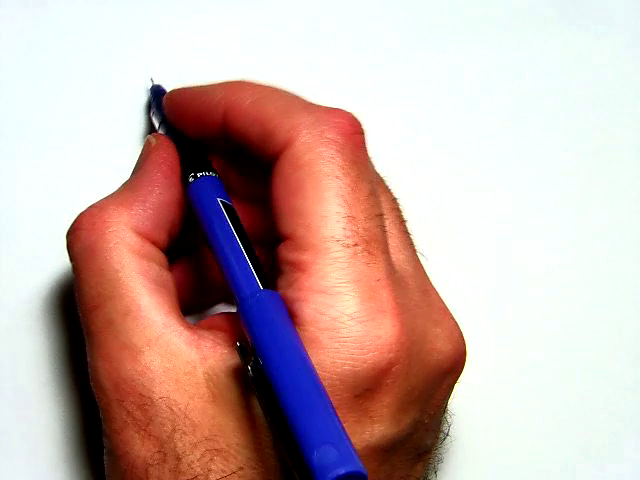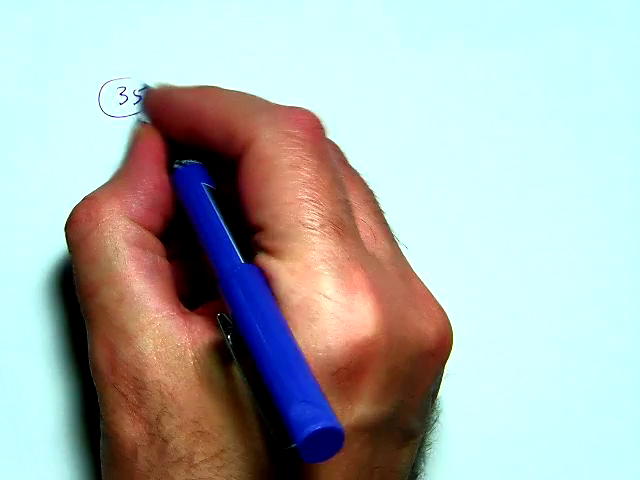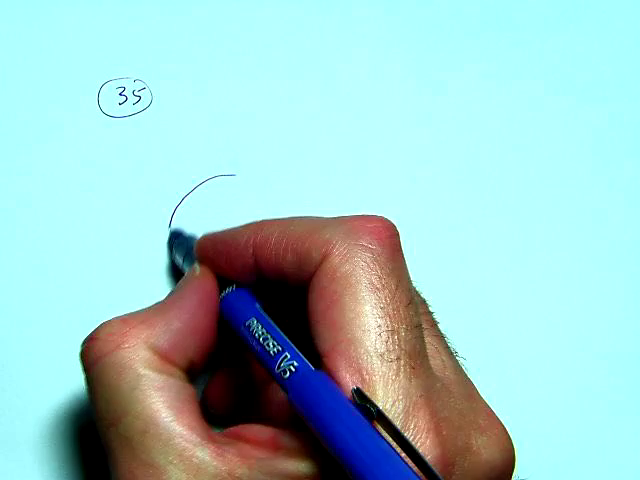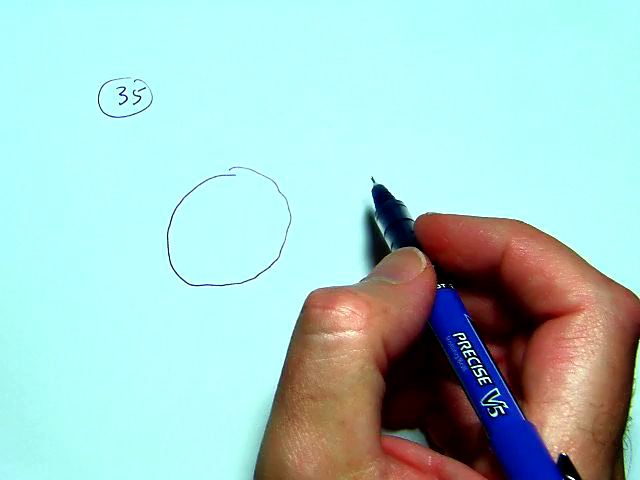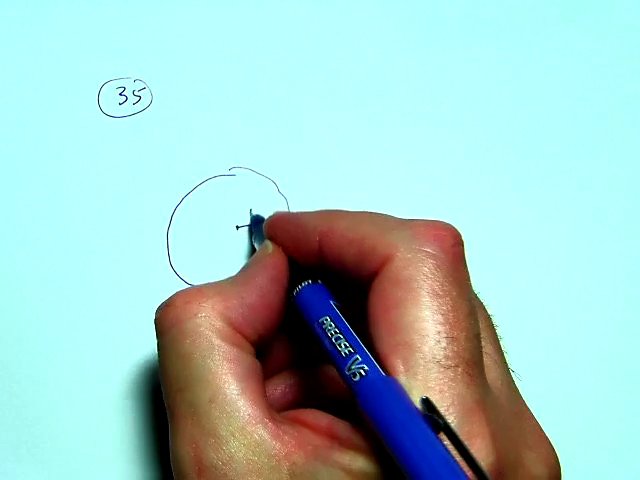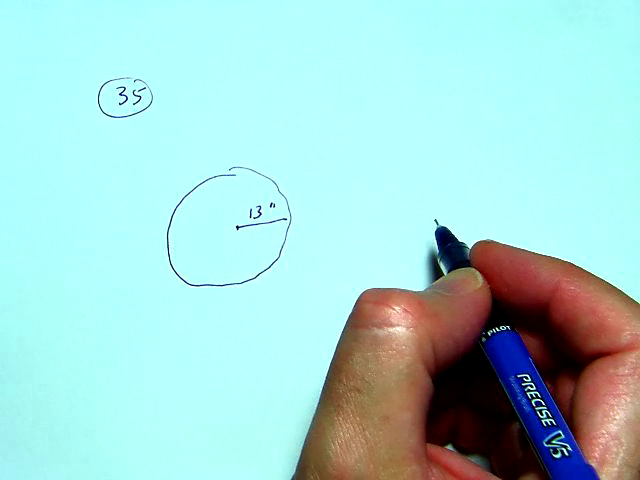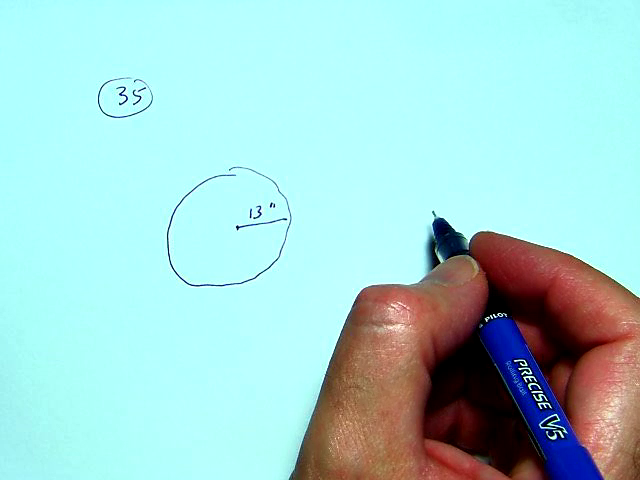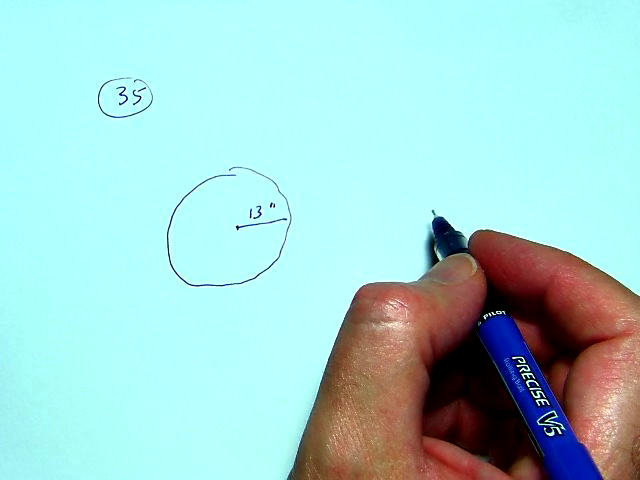So 35 is another fun problem, and I find problems fun when they have to do with real life. Let's take a look at problem 35, the speed of a bicycle. The tires of a bicycle, and again I'm going to draw a circle here, have a radius of 13 inches. And they're turning at a rate of 200 revolutions per minute. How fast is the bicycle traveling in miles per hour?